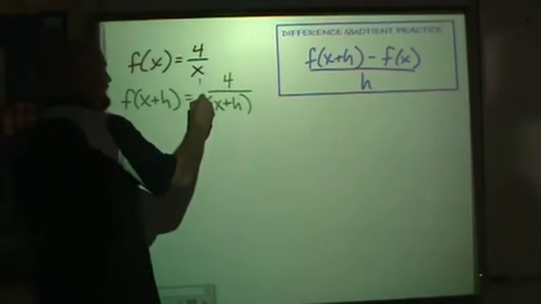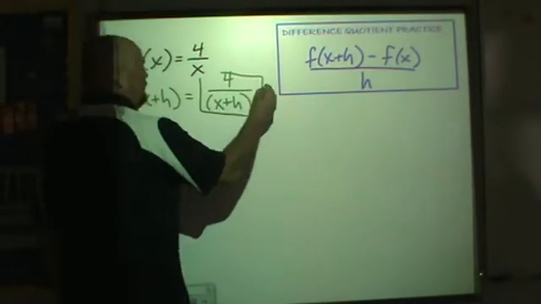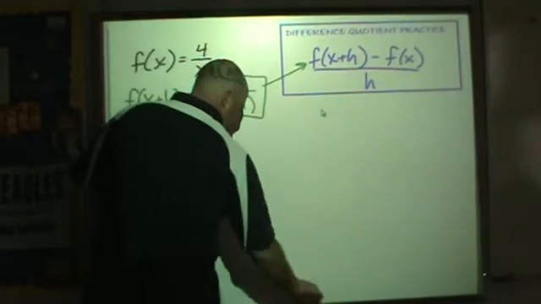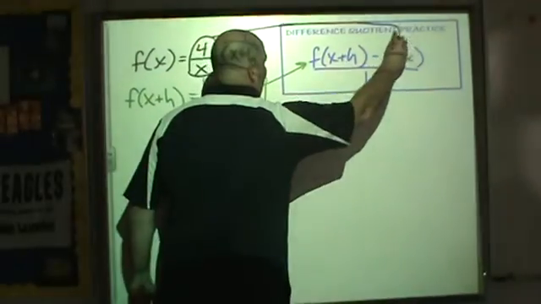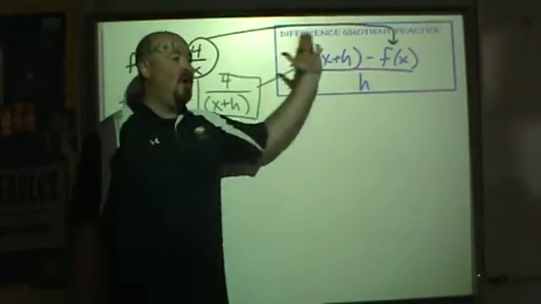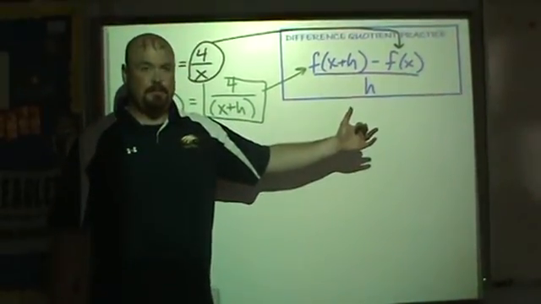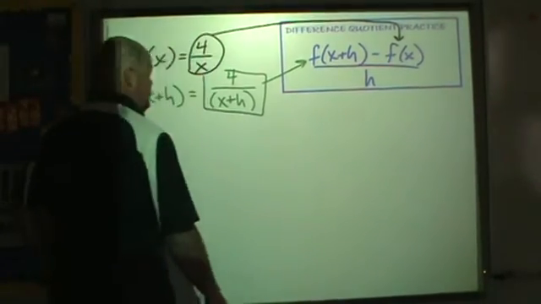Now I'm going to be taking this expression, writing it here. I'm going to be taking this expression, substituting it into f of x, and then I'm going to have all of that over h. So it's going to look like this.